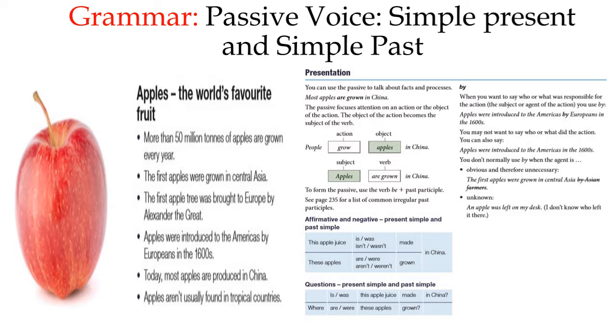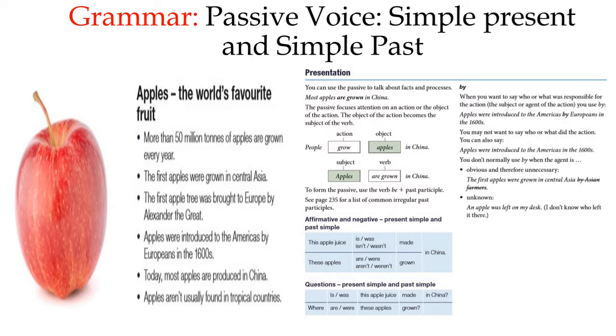This apple juice is, was, isn't, wasn't made in China. These apples are, were, aren't, weren't grown in China. So this is in simple, both in simple present and simple past.